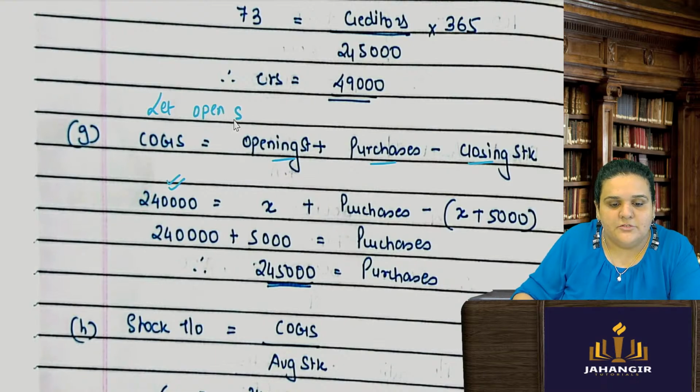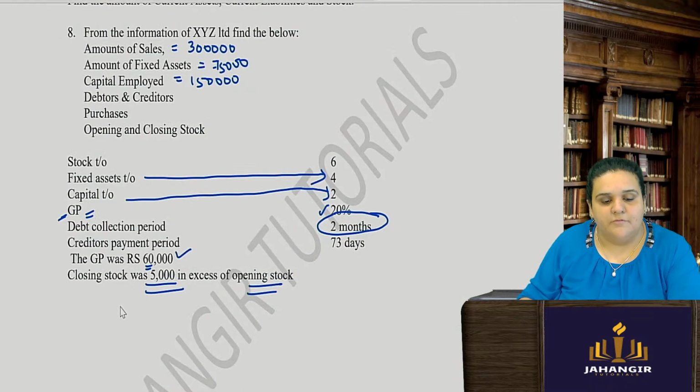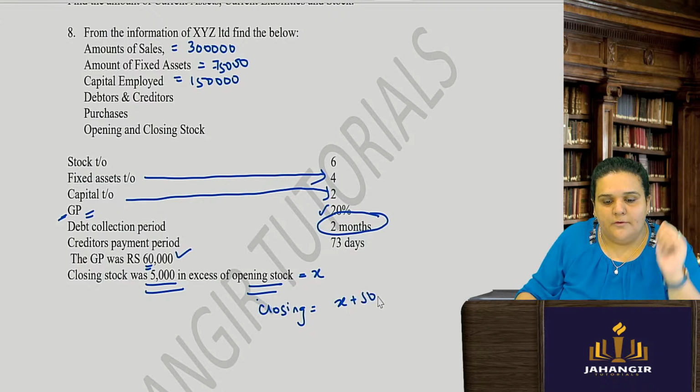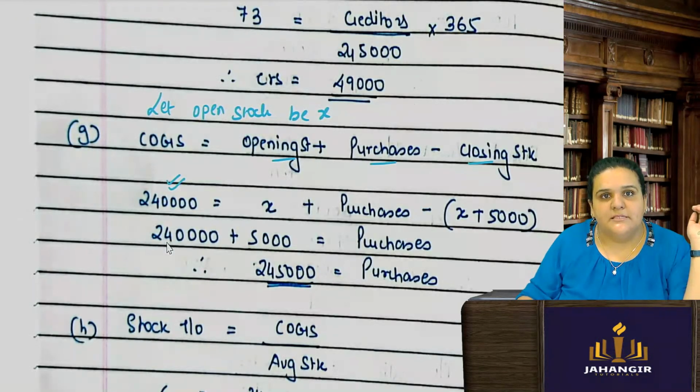Let opening stock be X. See why? In the question it is given: closing stock is 5,000 in excess of opening. So if opening is X, closing will be X plus 5,000.